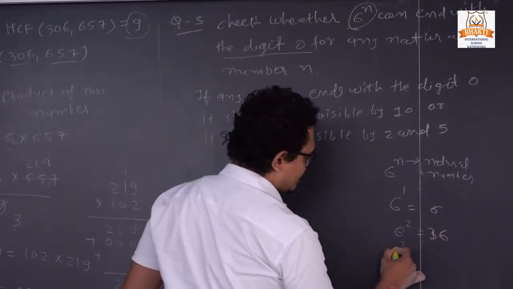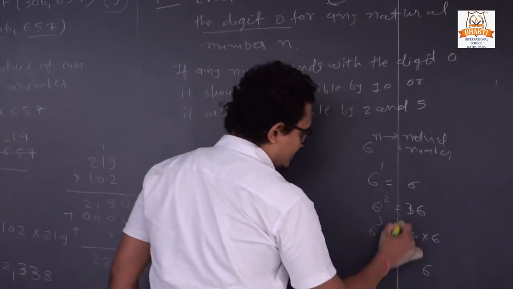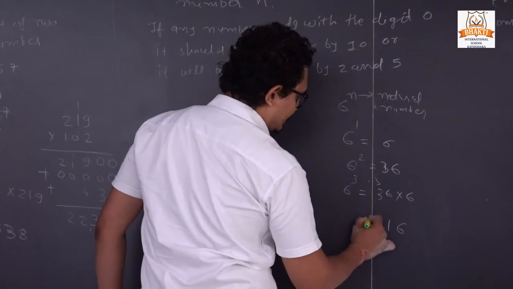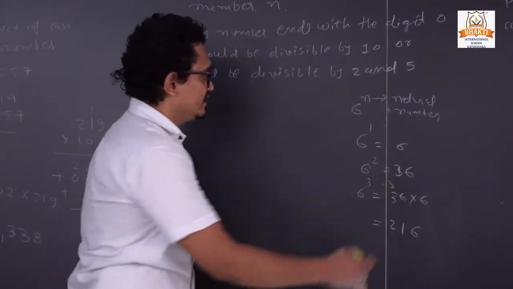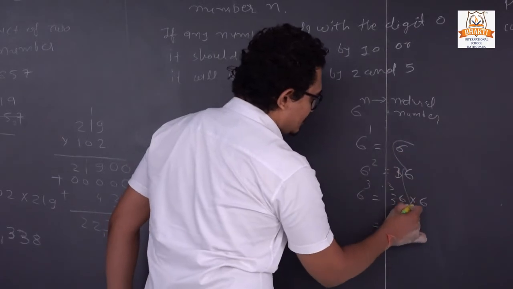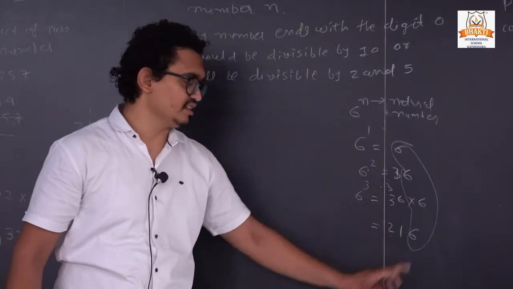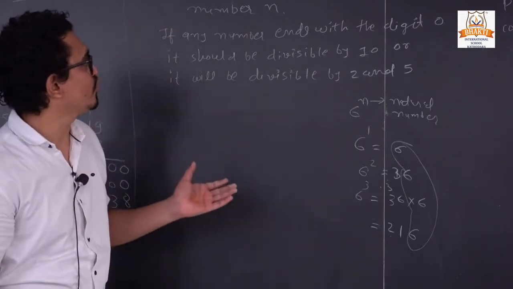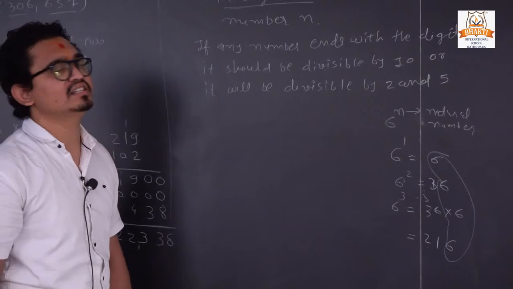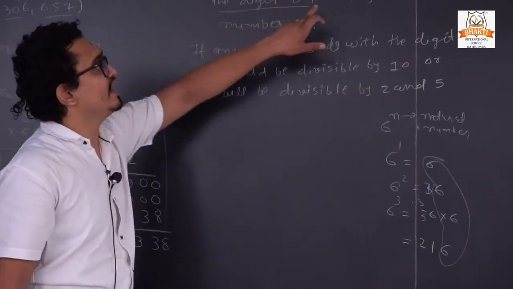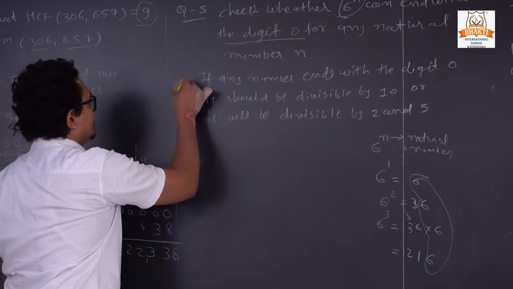If we put 6 raised to 3, so 36 into 6, so 6 6s are 36, 3 carry, 6 3s are, so 216. So in each case we can find the last digit is 6. The last digit is always 6: 6 raised to 1, 6 raised to 2, 6 raised to 3, if we have 6 raised to 4. So in each case we get 6 as our last digit, we cannot get 0 as our last digit.